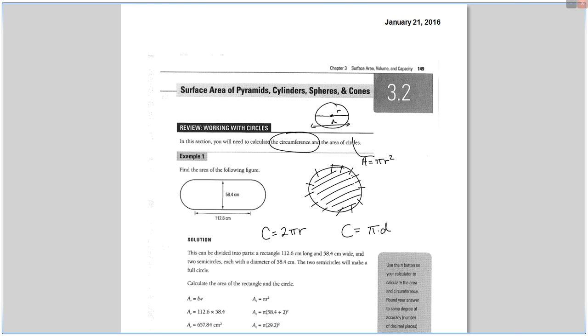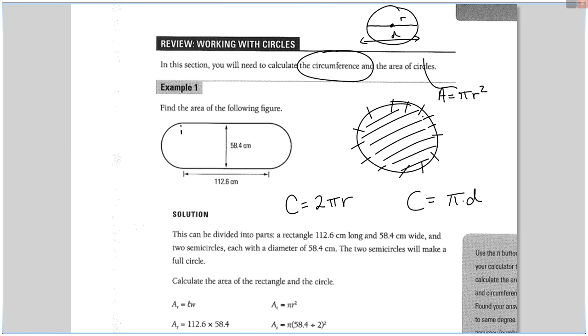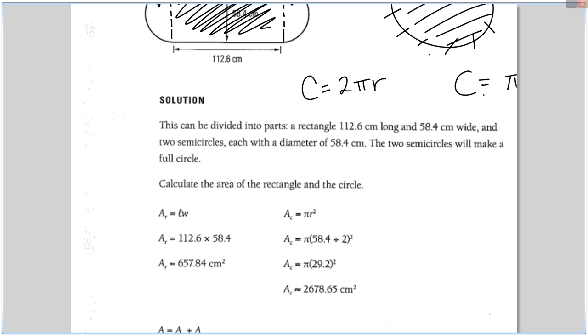All right, those formulas. They're doing this question here, and what they do for this question is kind of like a hockey rink. You just draw these lines like that, and it breaks it into 2 sections. You have a rectangle, and then you have 2 half circles. What do 2 half circles make? A full circle. So that's all they got here. Area of a rectangle, area of a circle.